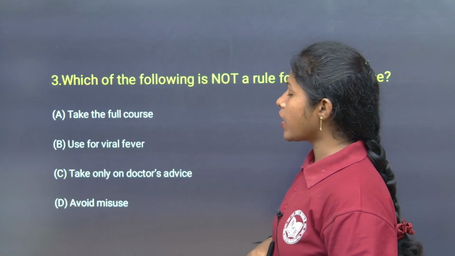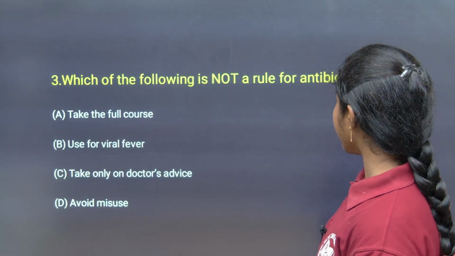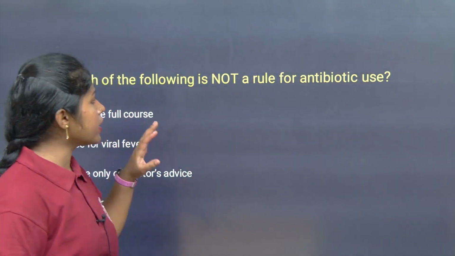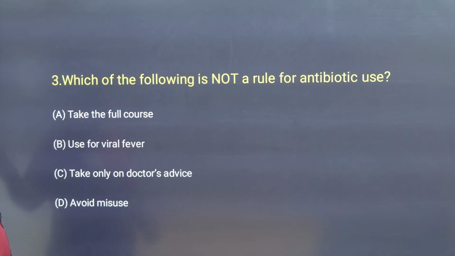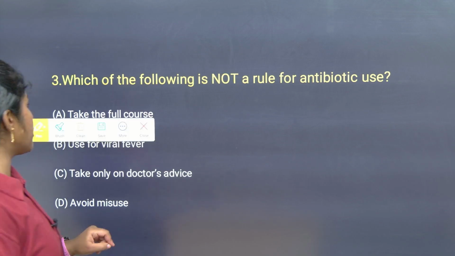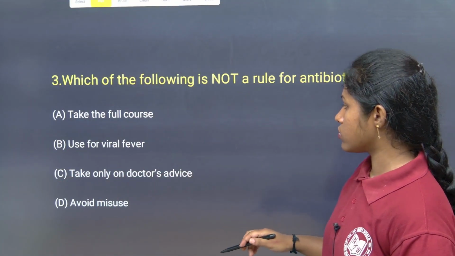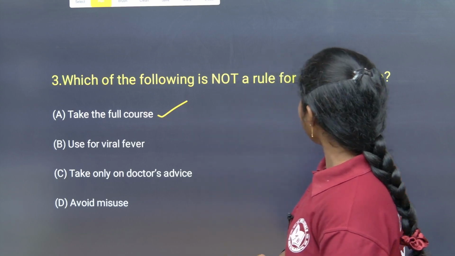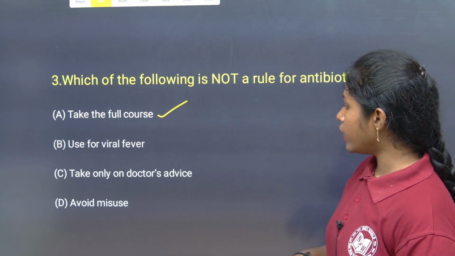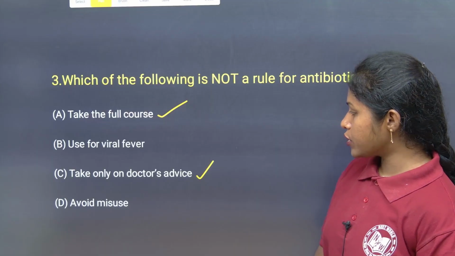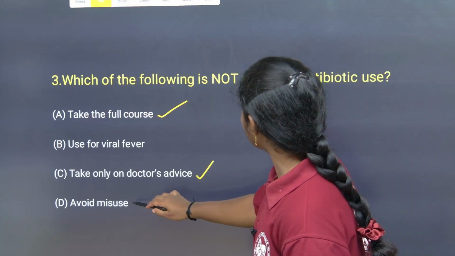So coming to the next one. Which of the following is not a rule for antibiotic use? They are asking which of the following is not a rule of antibiotic use. Take the full course. Of course, we have to complete the course. It is a rule for antibiotics. Take only on doctor's advice is also a correct statement, and avoid misuse is also a correct statement.